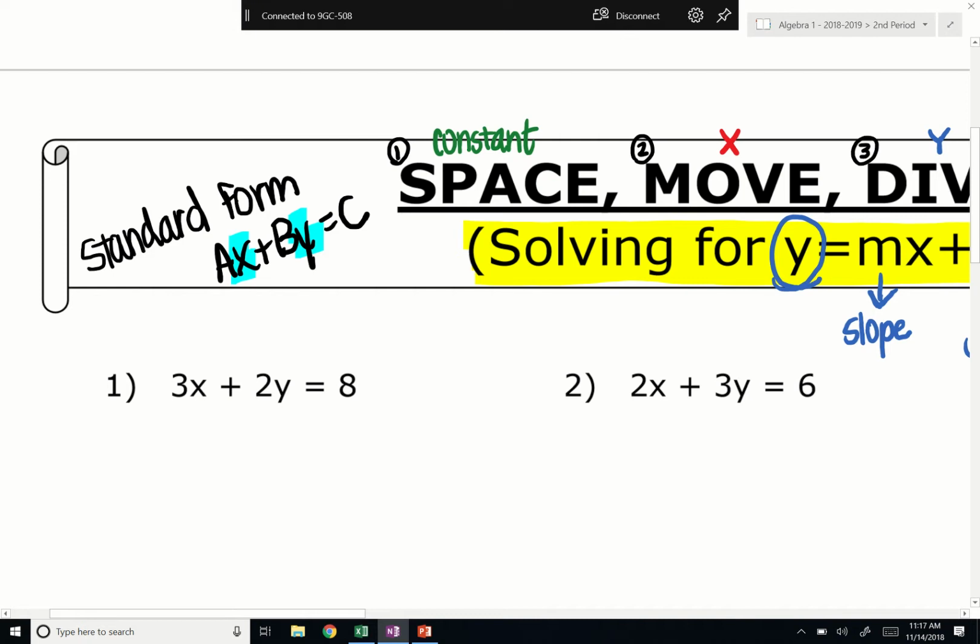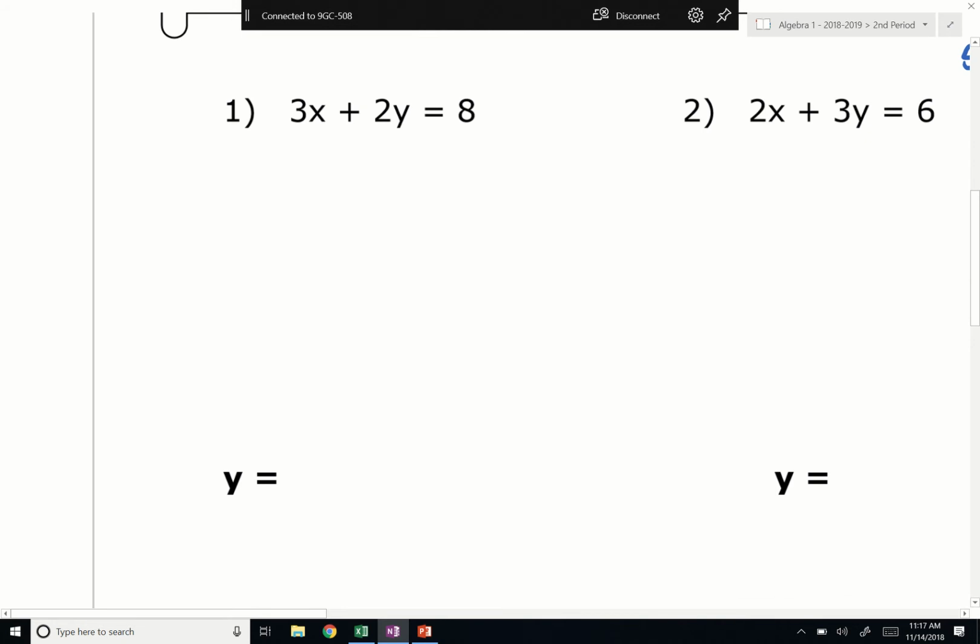Okay? So let's look. Is number 1 in standard form? How do you know? And your biggest hint here, guys, is that your x and your y are on the same side. Okay? So if x and y are on the same side, you can do 1, 2, 3, which means I can space, move, divide.